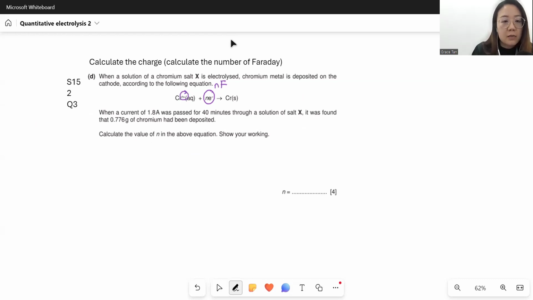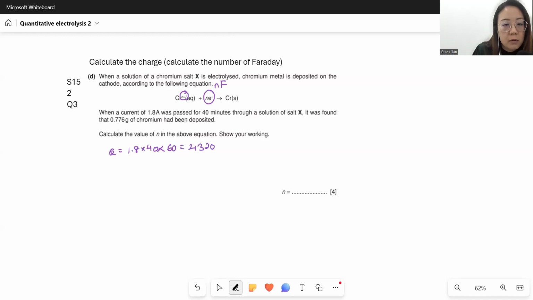Now, first, current is 1.8 and time is 40 minutes. So let's calculate the experimental quantity of charge. 1.8 times 40 minutes times 60 to convert it to seconds. So 1.8 times 40 times 60, this will be 4320 coulombs, the quantity of charge. Okay, and that would be your experiment.